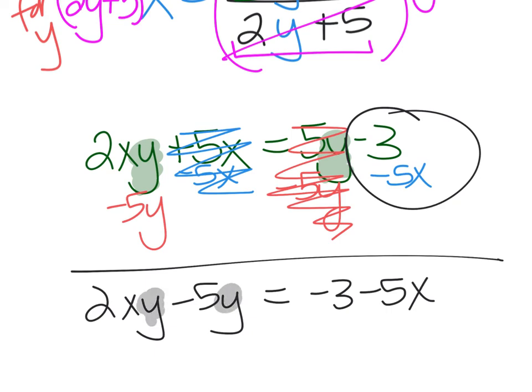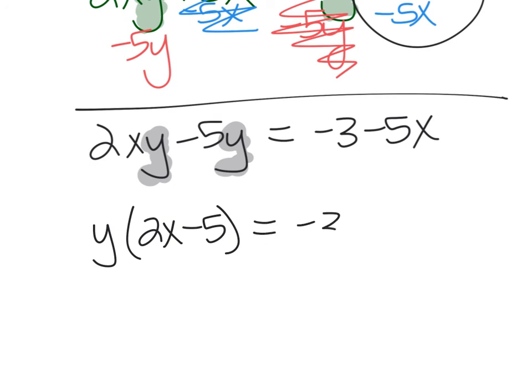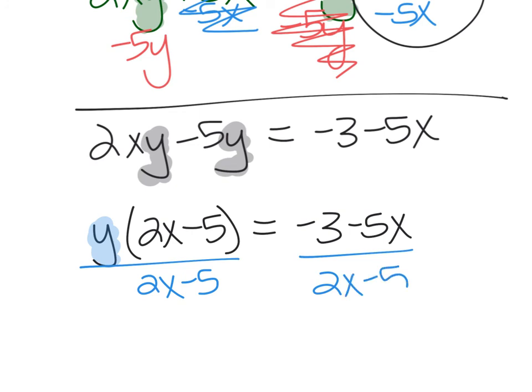We're solving for y. And because both of these terms have y, we can factor it out. So if we factor out the y, that leaves us with y times (2x minus 5) equals negative 3 minus 5x. And then to get, remember our focus, y all by itself, we'll divide by this 2x minus 5 and divide by 2x minus 5. And there we have, so those cancel, that's our y equals.